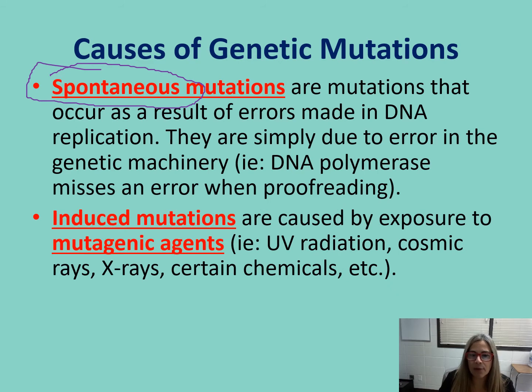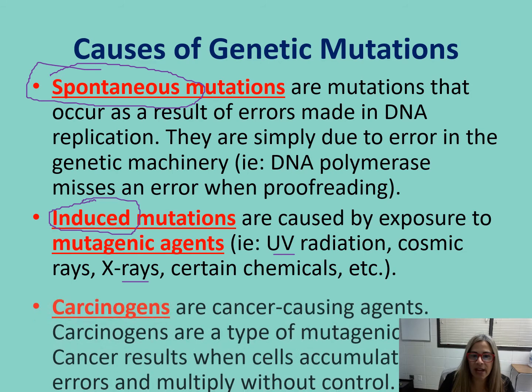But we can, of course, be influenced by our environment. So induced mutations are mutations that result because of exposure to what we call mutagens. And a mutagen is anything that can cause a mutation in DNA. So that includes things like ultraviolet radiation, X-rays, chemicals, etc. So those can all cause DNA replication to be incorrect because of that environmental impact.